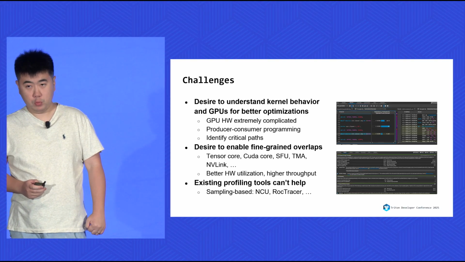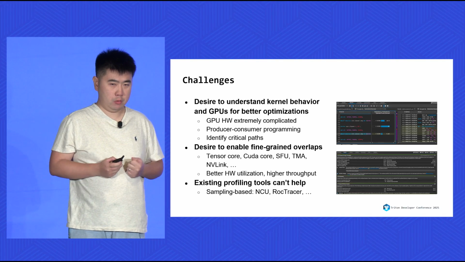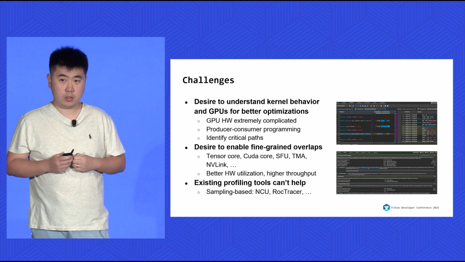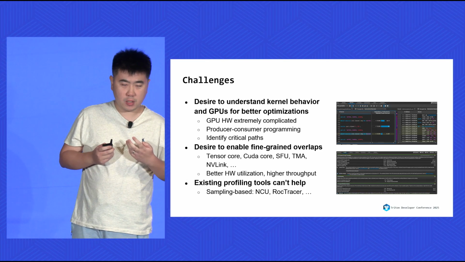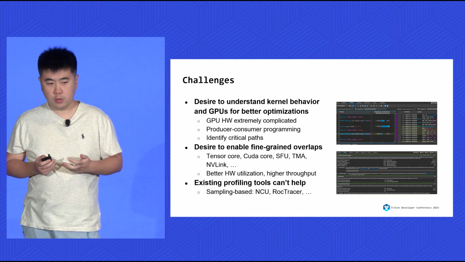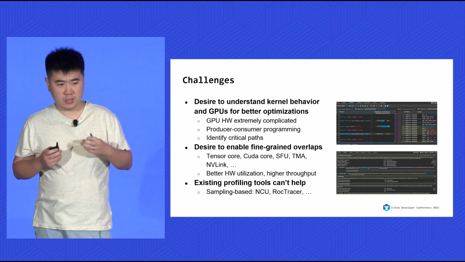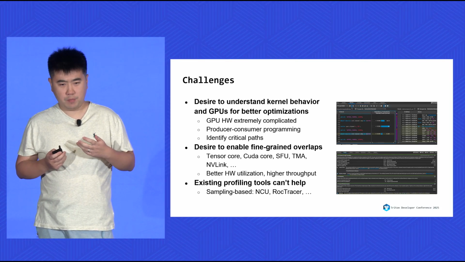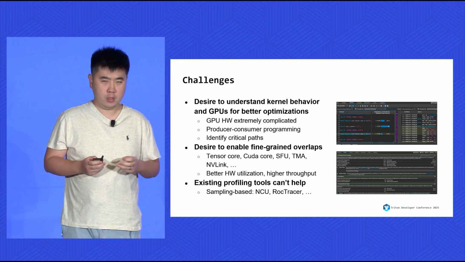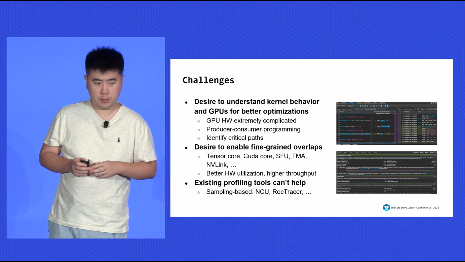Okay, so at Meta, we have seen an increasing trend in production use cases. Users demand more control and performance from Triton. As a result, there is a desire to understand more about the kernel behavior. And you know, GPU hardware is becoming increasingly complicated. And there is a recent shift to a producer-consumer type data flow programming model.